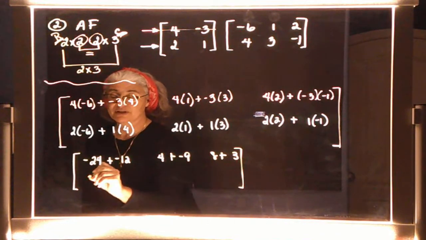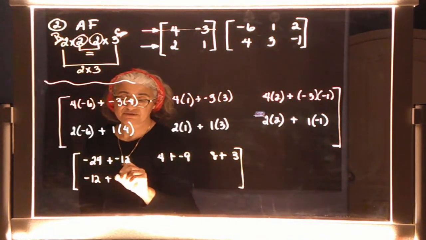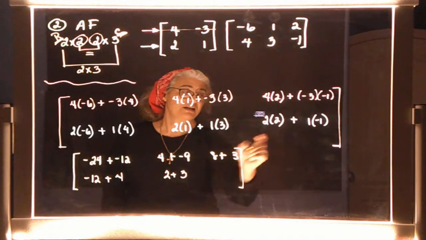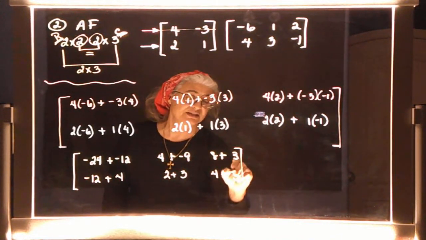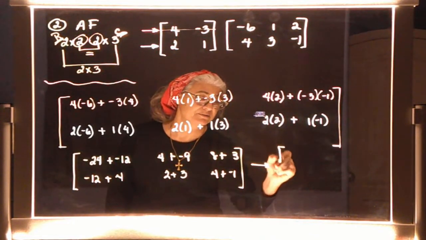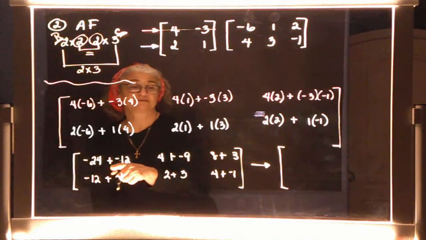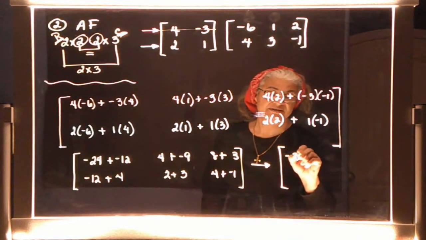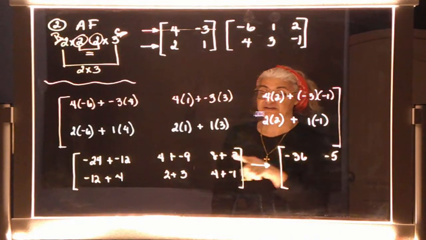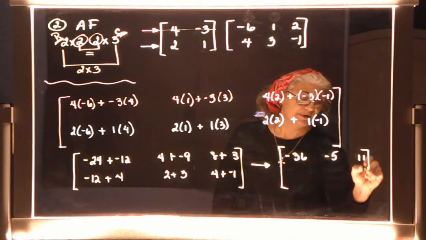Second row, we have what? A -12 plus 4, a 2 plus 3, and then a 4 plus -1. And when we add these up, what do you get? -36, first row now, -5 and 11. How about in your second row?